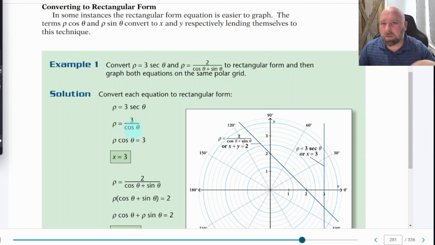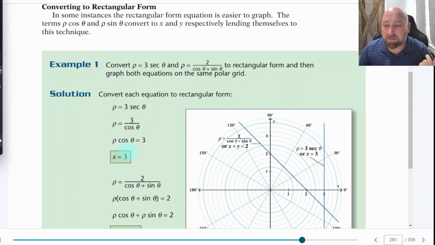Then if you'll remember, going back to the lesson that we did on converting from polar to rectangular, we would want it to be in the form of rho cosine theta, because that's the one that equals our x coordinate. And so when we sub it out, we get x equals 3. If you don't remember how to do that, we've got a whole lesson on it.